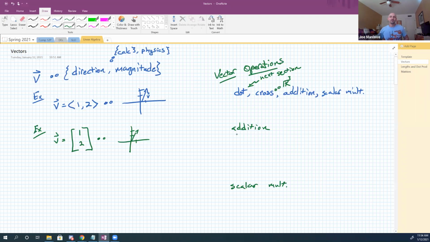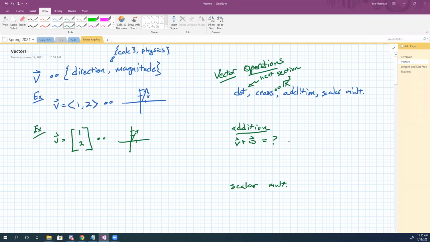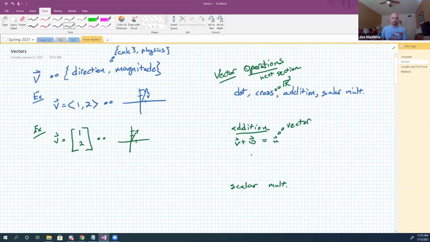Okay, so let's talk through vector addition. If I have a vector v and a vector w, and I want to stick them together with addition, what kind of thing does this make? Vector. Good, this makes a new vector, something. Let's call it u. Oops, that's a bad u. And u is a vector. Pretty good with that?